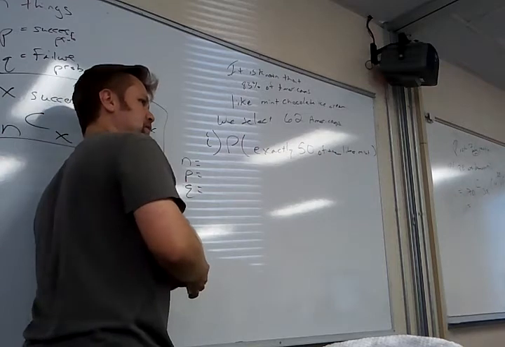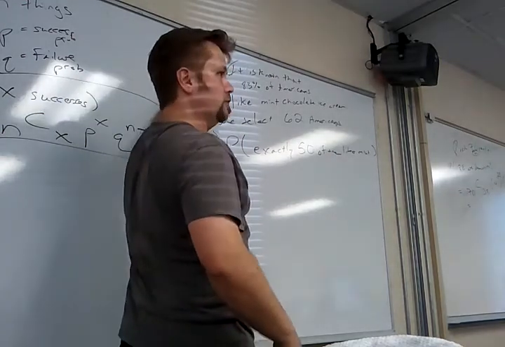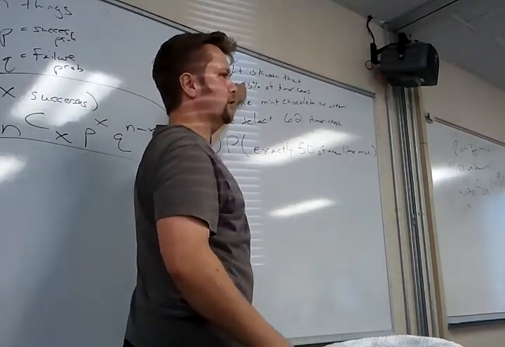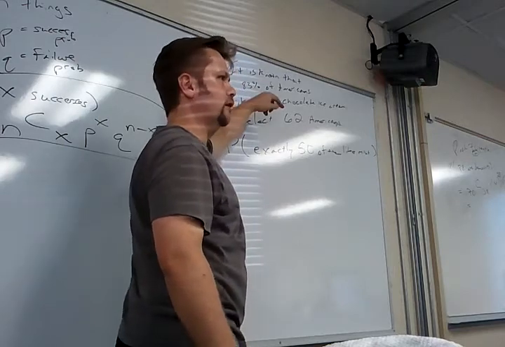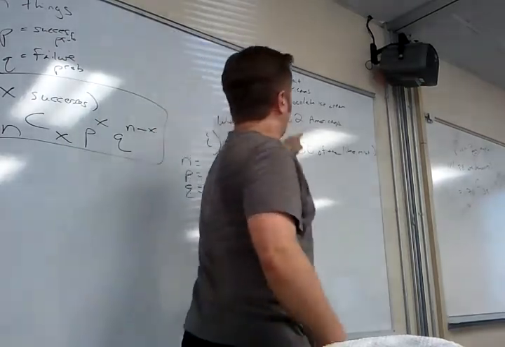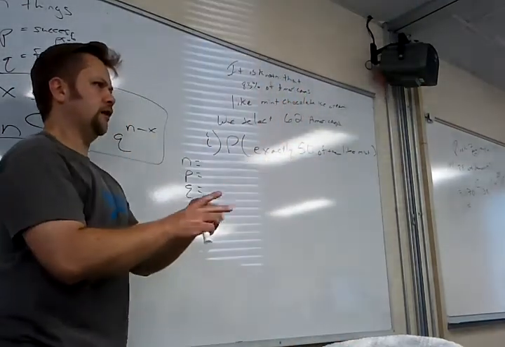Not necessarily, but it's because it's a binomial situation, right? There's only two possible outcomes. There's a success and a failure. There's an N and an X, right? It kind of jumps out at you that it's a binomial.